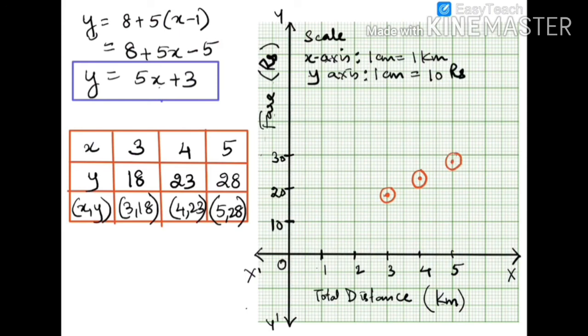Now we will join these points to get a straight line. Don't forget to mark the arrows at the ends of this line, and also label this line with the corresponding equation. So notice that when we represent a word problem on the graph, we have to label the x-axis and the y-axis according to the quantities that are given in the question. Also, we need to write down the scale that we have chosen.